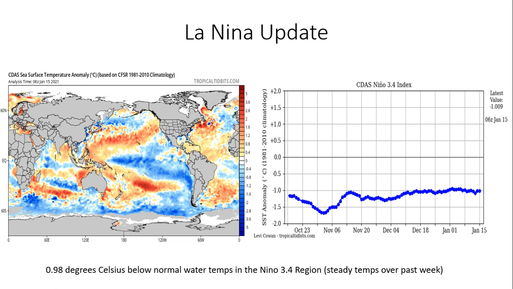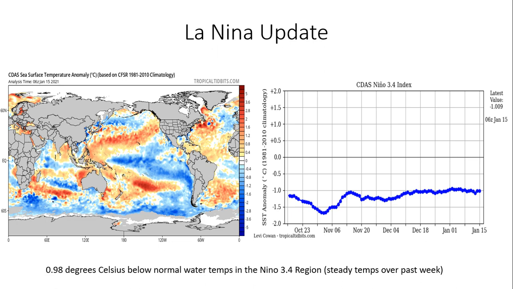So look at the graphic on the right now. That shows the ray trace, basically. The blue line shows where the water temperature departures have been going back to late October and where they are now, here on January the 15th, 2021. Right now we're looking at a water temperature departure in the Nino 3.4 region in the eastern equatorial Pacific of -1 degree Celsius.